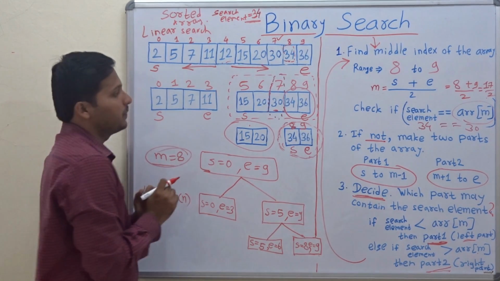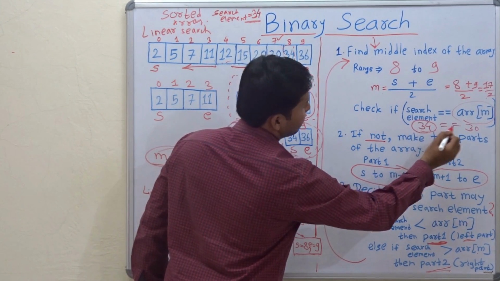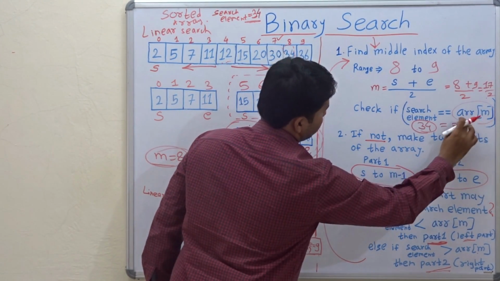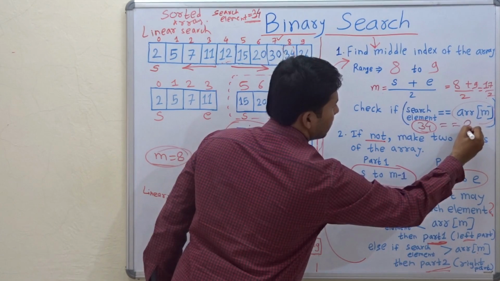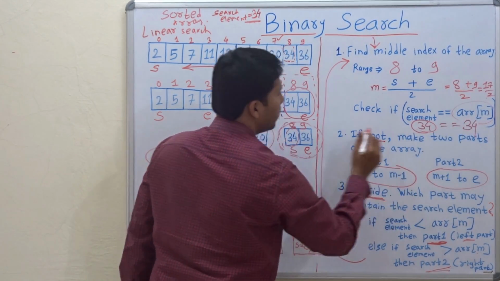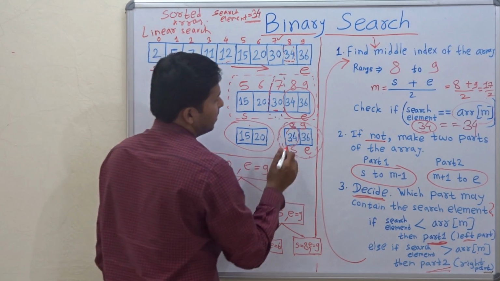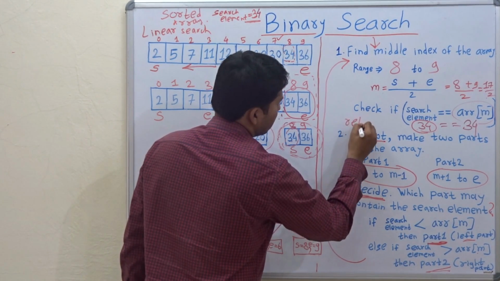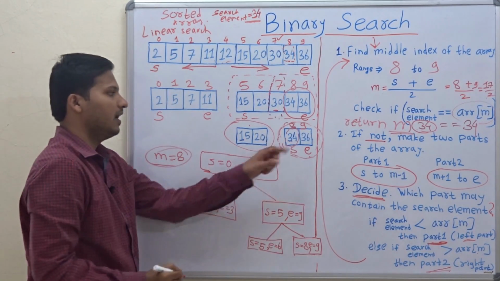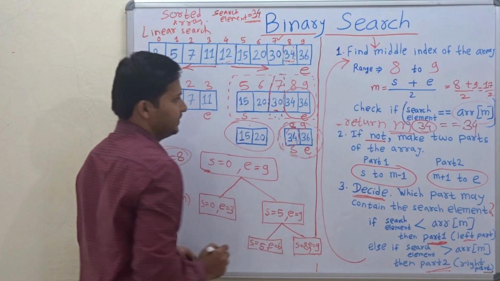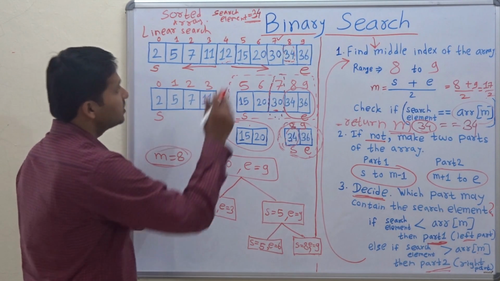As m is 8, you have to check whether the search element 34 is equal to array of 8, that is the middle element. What is array of 8? It is 34. So yes, 34 is equal to 34. So we have found that element inside this array. So we will return the index of that element, that is m, and we will stop here. So this is how we search for an element inside the array using binary search.